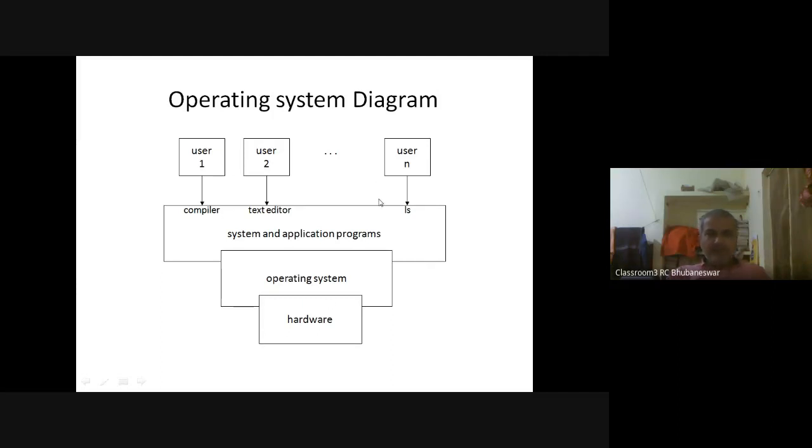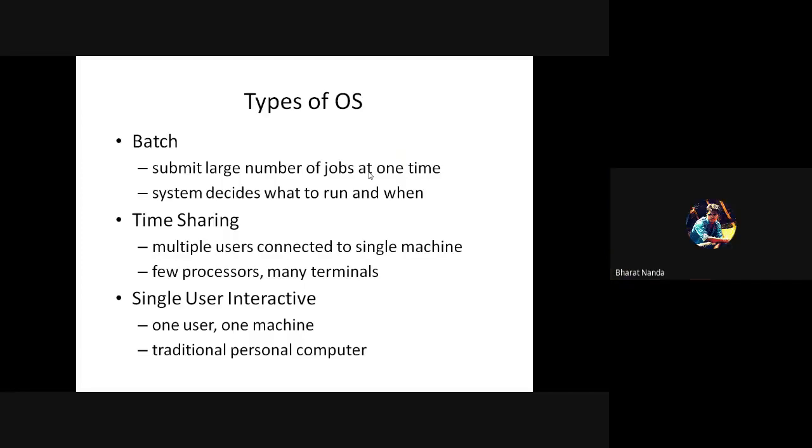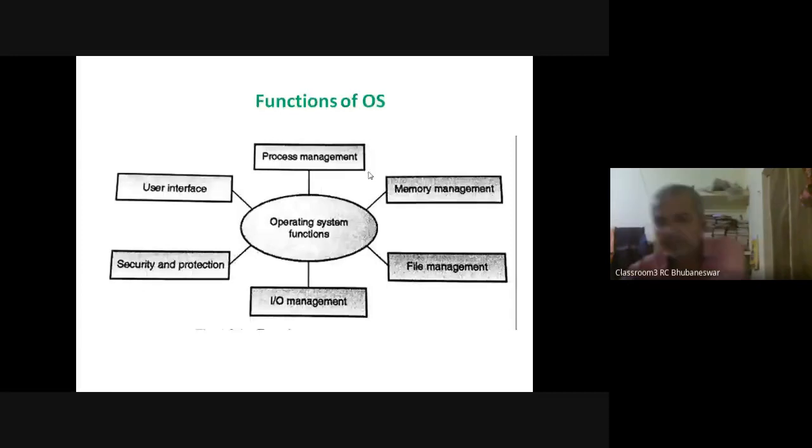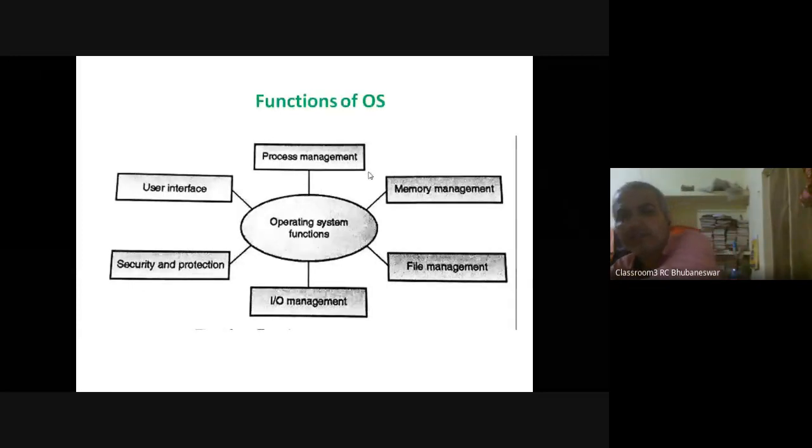Is it clear? Then what is exactly operating system? Operating system is nothing but the system software which acts as an interface or intermediary between computer application program and computer hardware. Is it clear? Then, yes sir. What are the functions of operating system exactly? What are the different functions of operating system?